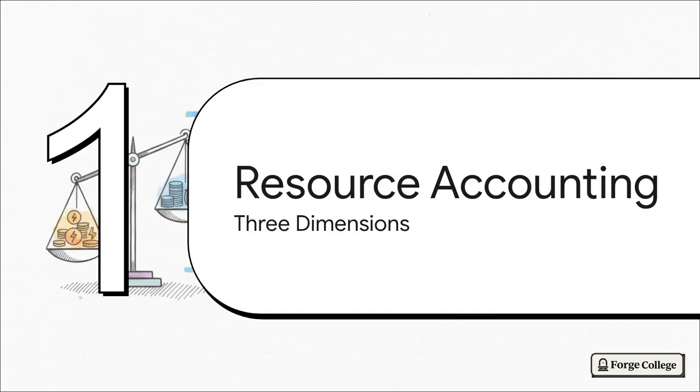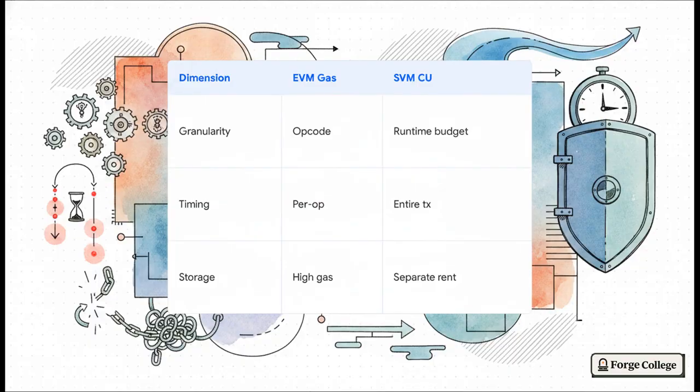All right, part 3, how resource accounting differs. Let's break down the mechanical differences here across 3 core dimensions: granularity, timing of enforcement, and storage. Mechanically speaking, EVM checks granularity at the opcode level, while SVM uses a much coarser transaction-level check.